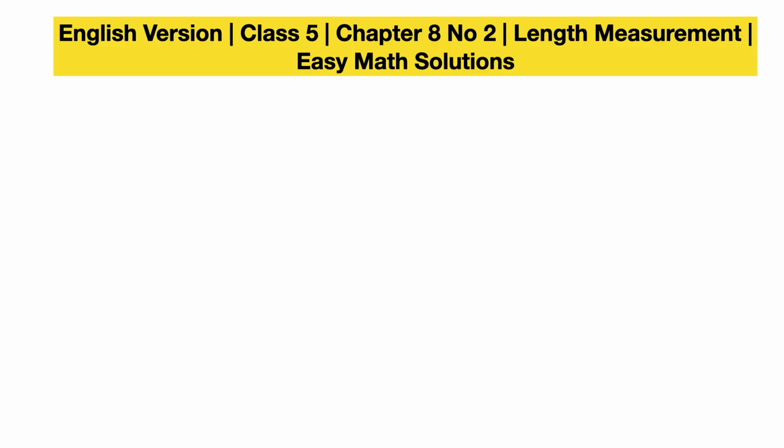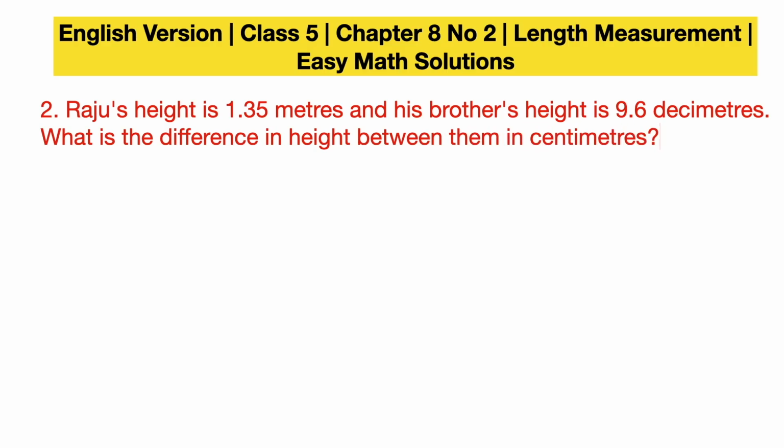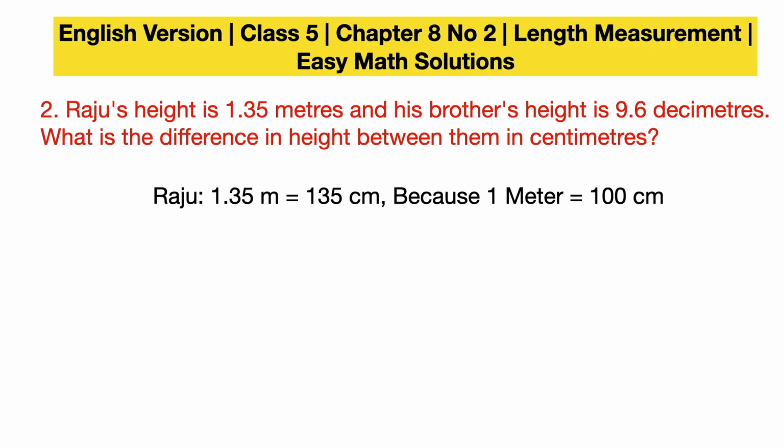English version mathematics, class 5, chapter 8, length measurement. Number 2: Raju's height is 1.35 meters and his brother's height is 9.6 decimeters. What is the difference between them in centimeters?